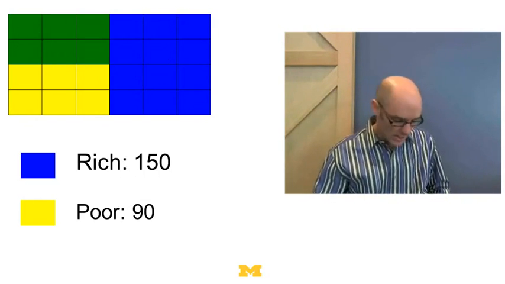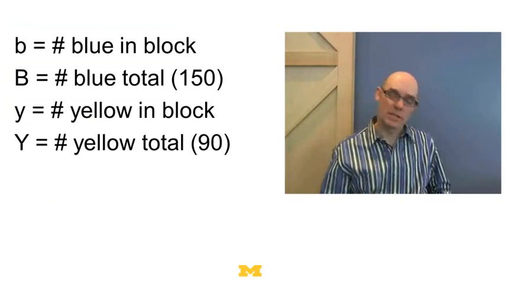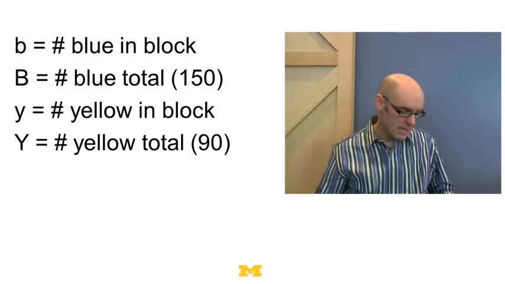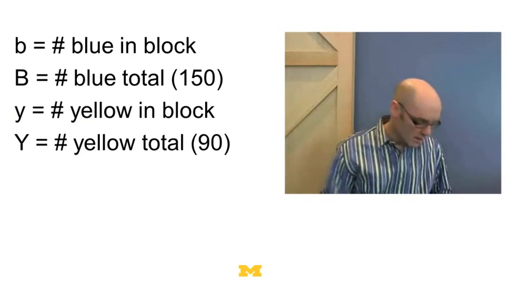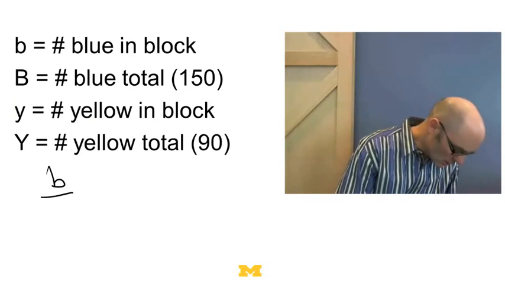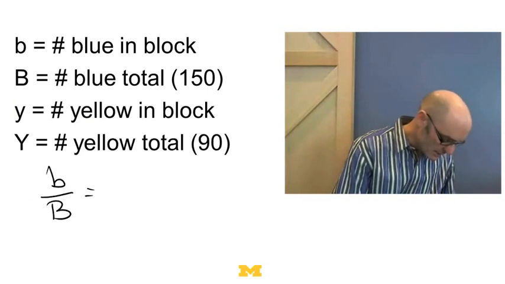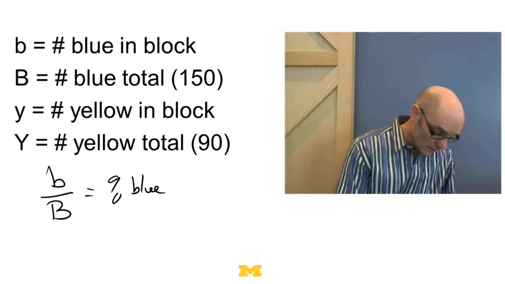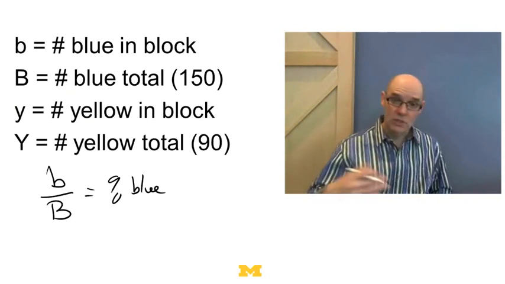All right, so how do I do it? Well, what I'm going to do is let little b be the number of blue people in a block, and let big B be the number of blue people total. So if I take little b over big B, that's going to tell me the percentage of blue people in that block, relative to the total number of blue people.